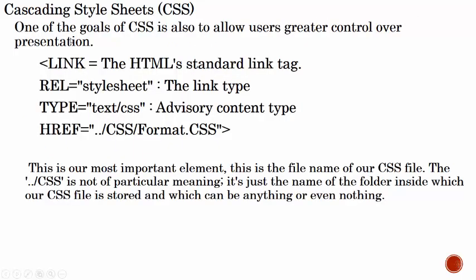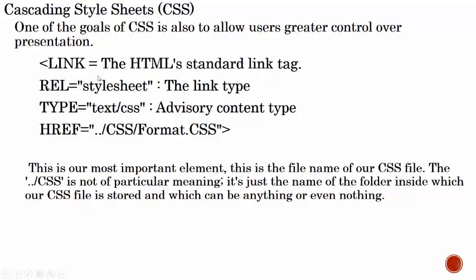Next one is the cascading style sheet attributes. We can apply the style sheet, or CSS, by using the link tag. So now let us see the link tag attributes. It will start with link and end with this particular symbol, and slash and this symbol. Now, what is the link attribute? The HTML standard link tag. That is a link tag.